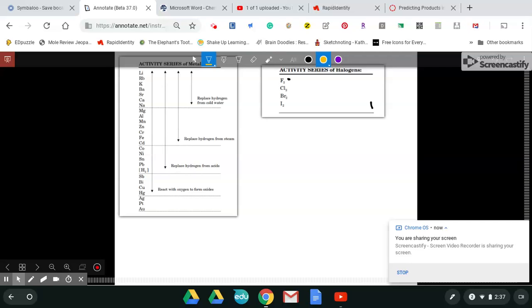All right, so for a single replacement reaction, you have to use the reactive series. Now, single replacement, remember, is A plus BC, and these switch places. Notice that this element is by itself. So this is going to be AC plus B. That's the skeleton equation. So what we're trying to do is determine whether or not A can replace B.